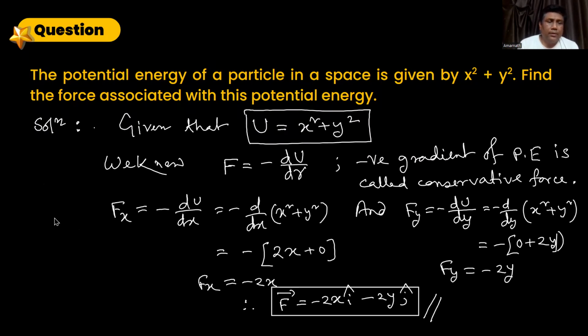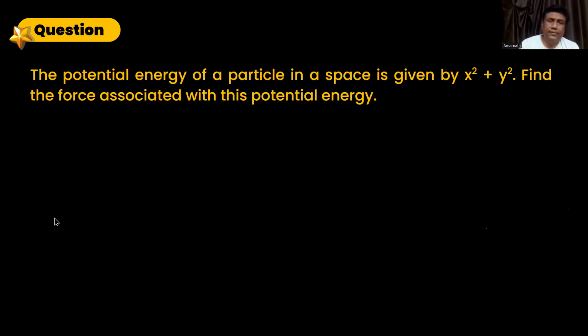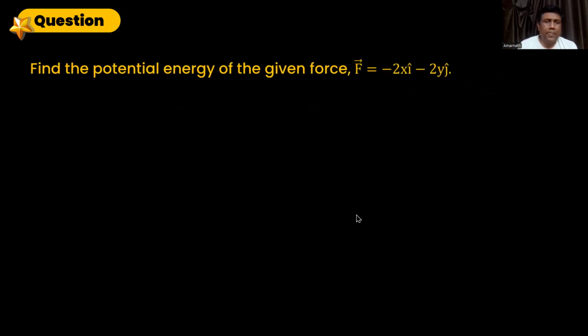Let me try one more question of this kind. Say this is one question: find the potential energy for the given force F equal to minus 2x i cap minus 2y j cap. You can say that it is the reverse process of the previous question. So let us try it.